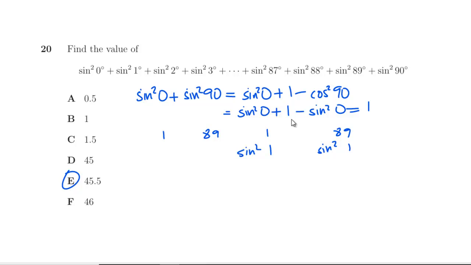So we get 45 pairs, so that's 45 ones, and then it leaves us with the odd one out in the middle because we've got 91 terms in this sequence because we're going from 0 to 90. So the one in the middle is sine squared 45, which is 1 over root 2 squared, which is a half. So we've got 45 ones plus a half, which is 45 and a half. So yeah, it's the sneakiest question.